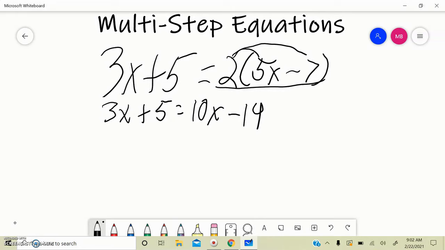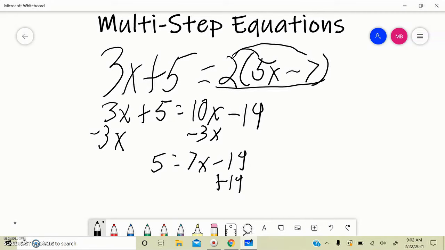We're going to start with my terms with the variable. So I can either subtract 3x or subtract 10x. I like to deal with positive numbers, so I'm going to subtract 3x from both sides. That's going to leave me with 5 is equal to 7x minus 14. Now, I want to move my constant to the other side, so I'm left with just a coefficient and a variable. So I'm going to add 14 to both sides.